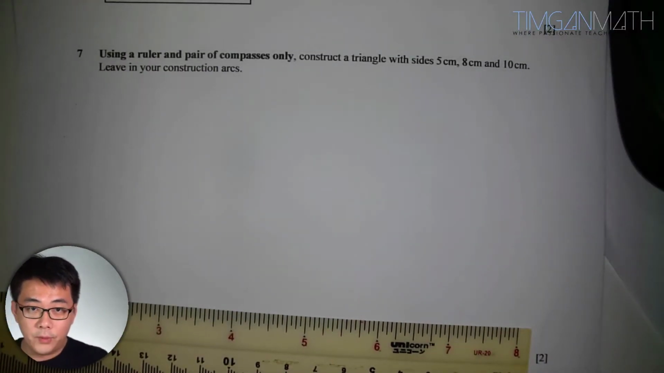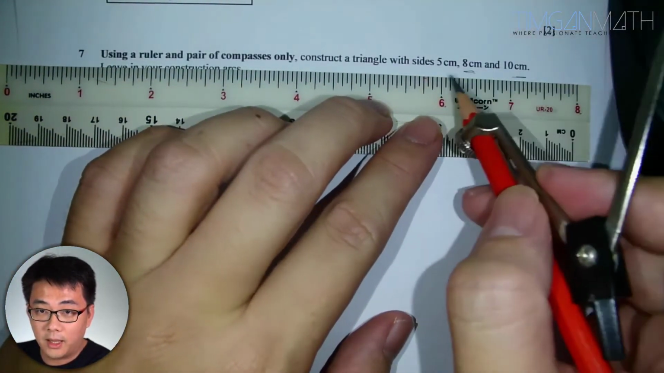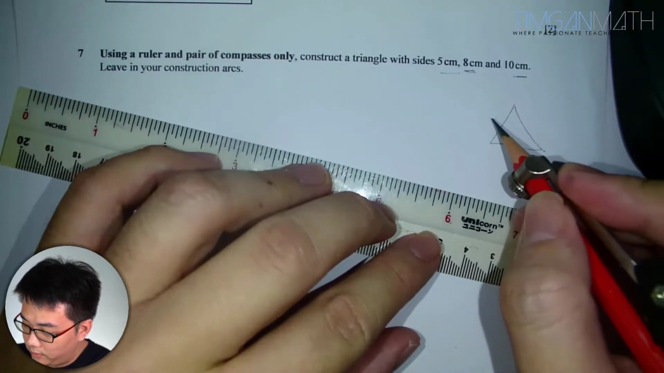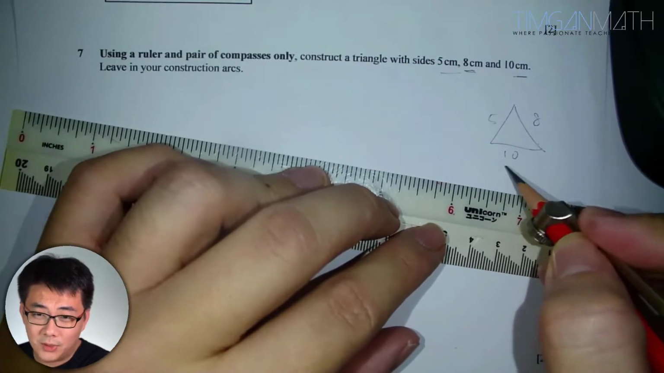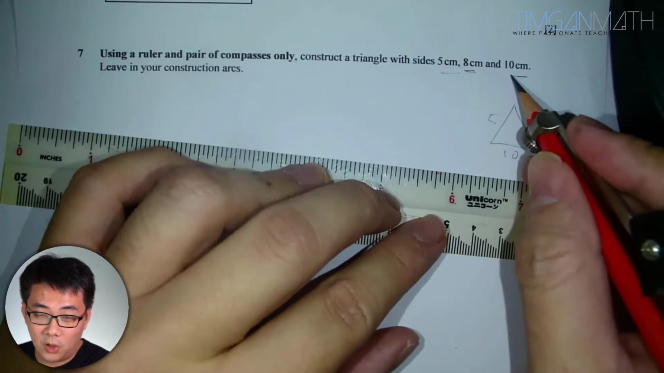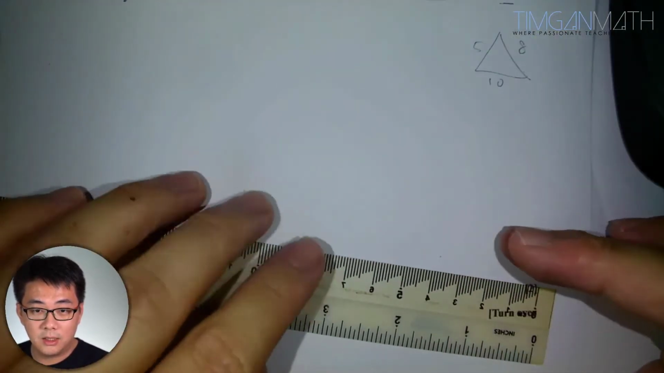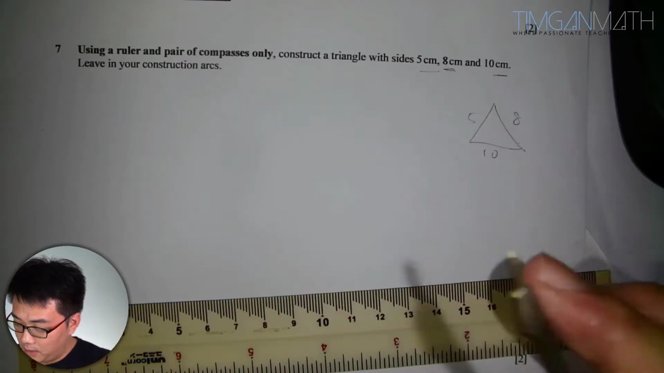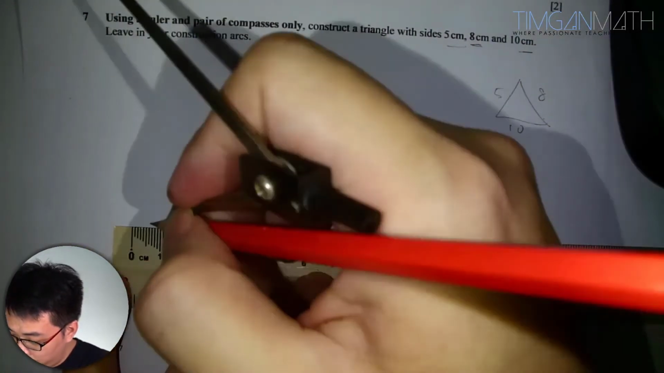You have to construct a triangle with 8 cm here, 10 and 5 cm. So just quickly draw it out. So you have got 5, 8, and 10. It's just better to leave the longer side to be the bottom, right? So in this case here, I'm just going to draw a 10 cm base here.